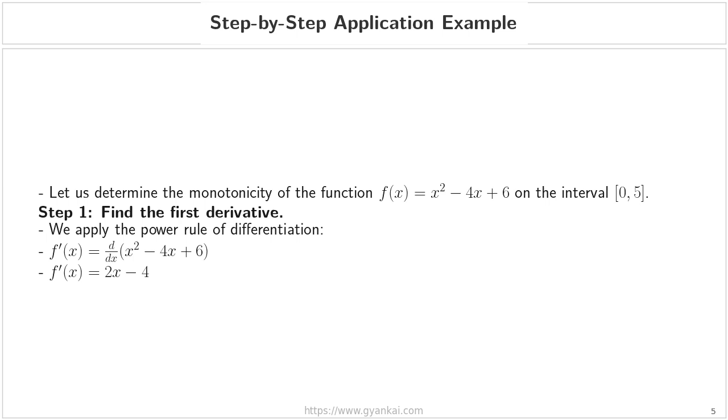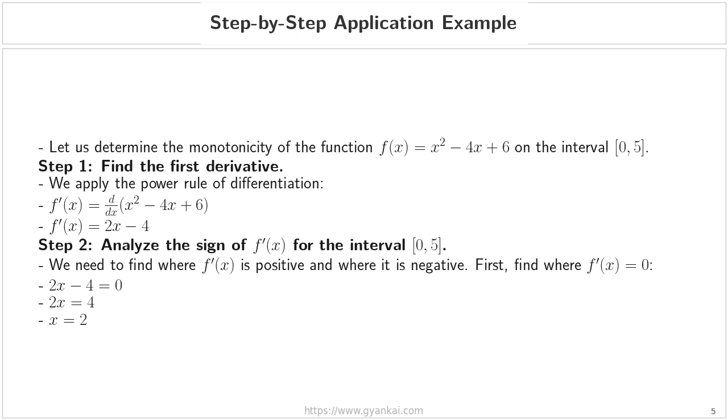As we discussed in the previous slides, the derivative gives us the slope of the tangent, which tells us the direction of the function. By applying the power rule of differentiation to x squared minus 4x plus 6, we find that the derivative, f prime of x, equals 2x minus 4.